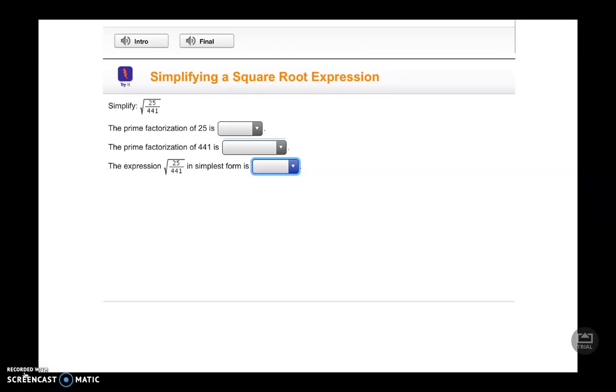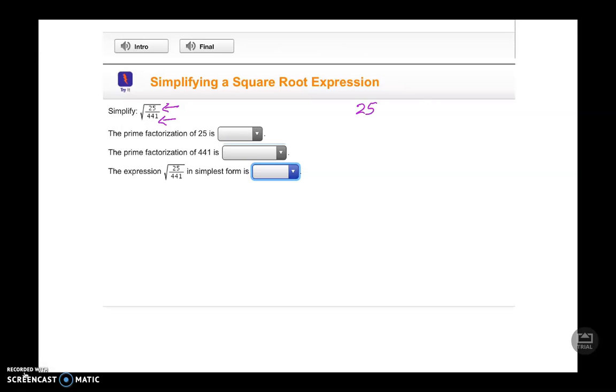The same thing applies even if the radicand, or the number underneath the radical sign, is a fraction. We do the same thing, except we're going to do the top part, and then the bottom part, and then simplify from there. So we're going to factor. The prime factorization of 25 is 5 times 5, so we can write that there. Now 441 is a little bit trickier, but it can still be factored.